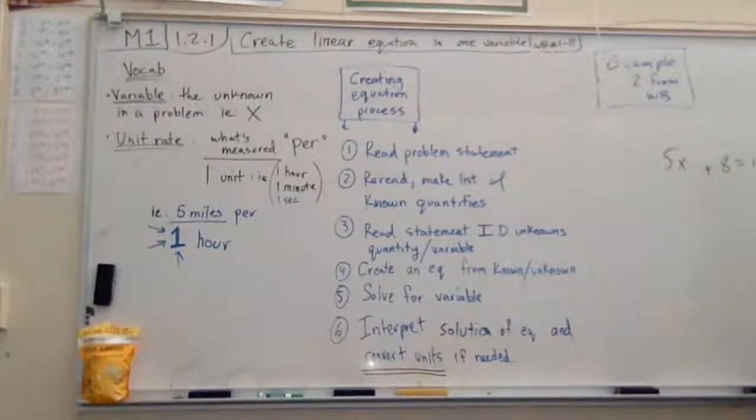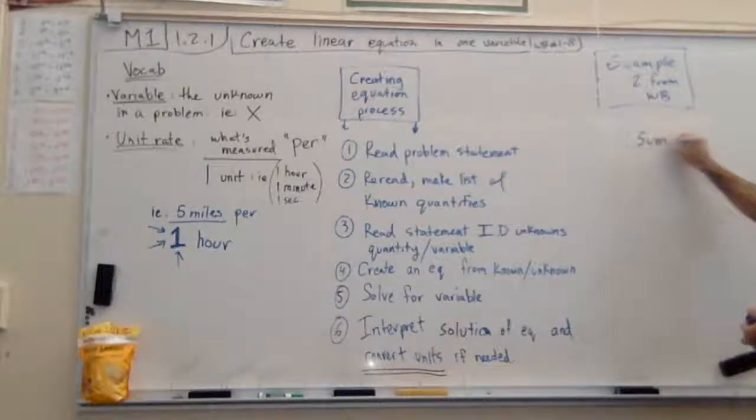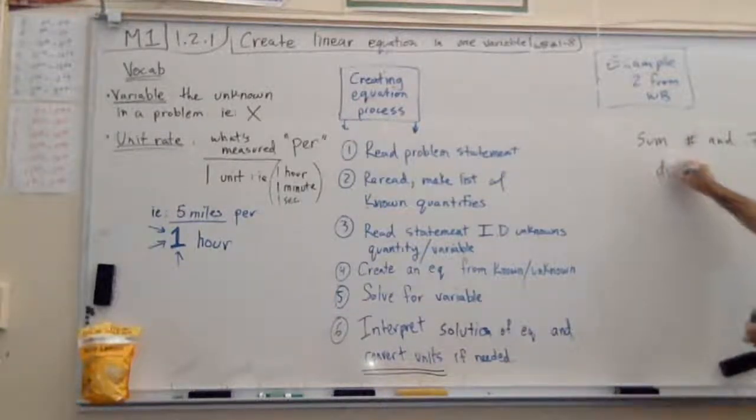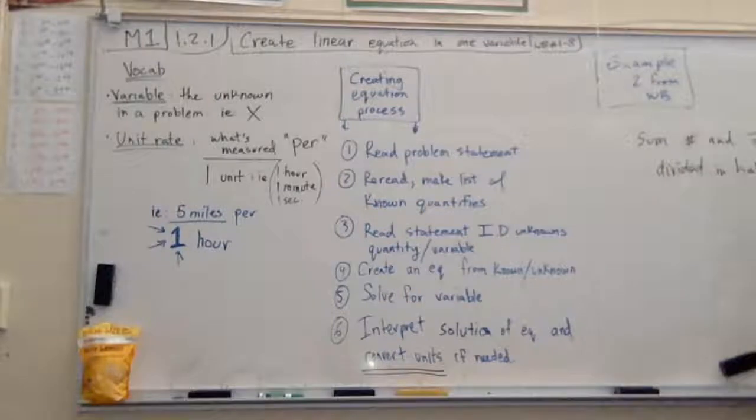Today is very similar to what we did before. Remember, we had these. We had the sum of a number and 7 divided in half. Right, remember when I had this as part of the quiz? Who can tell me what I should write as far as my expression for this? There's no equal sign, but how did we interpret that?